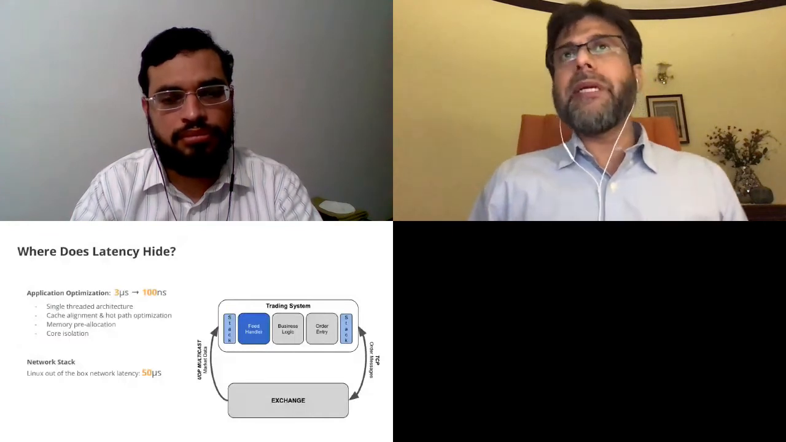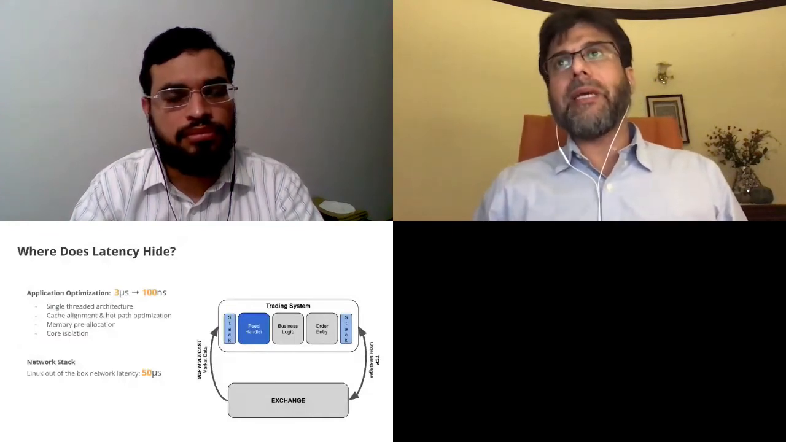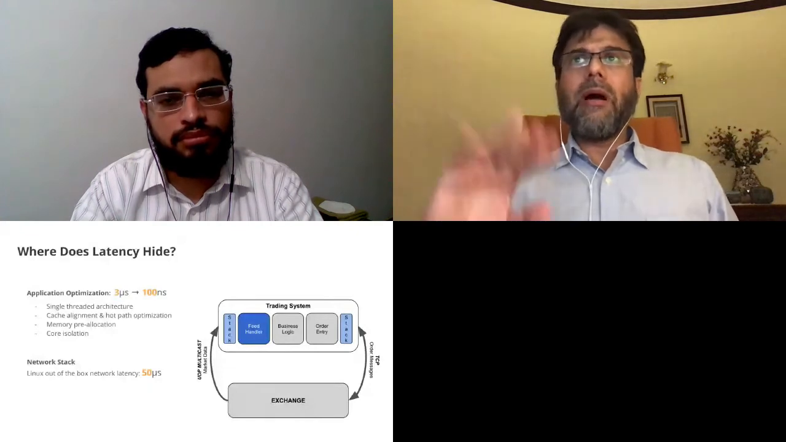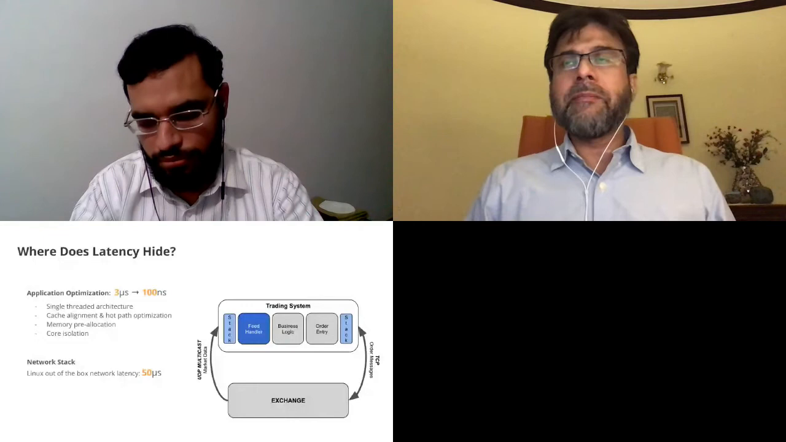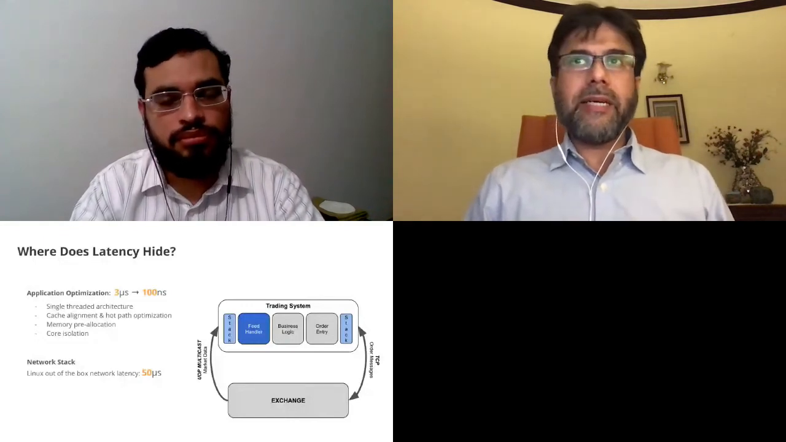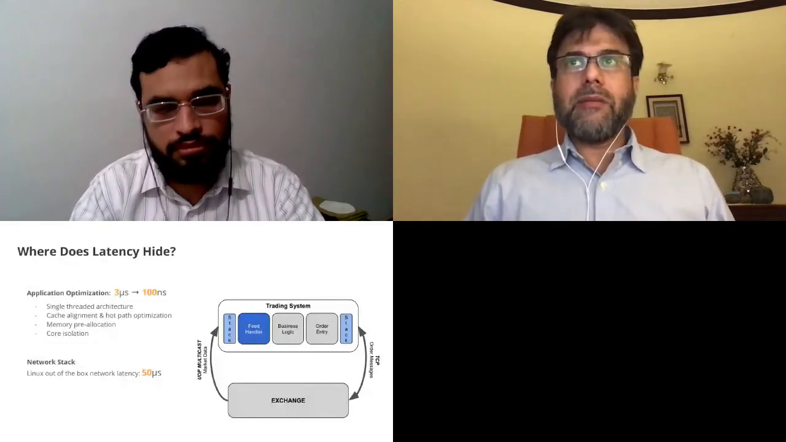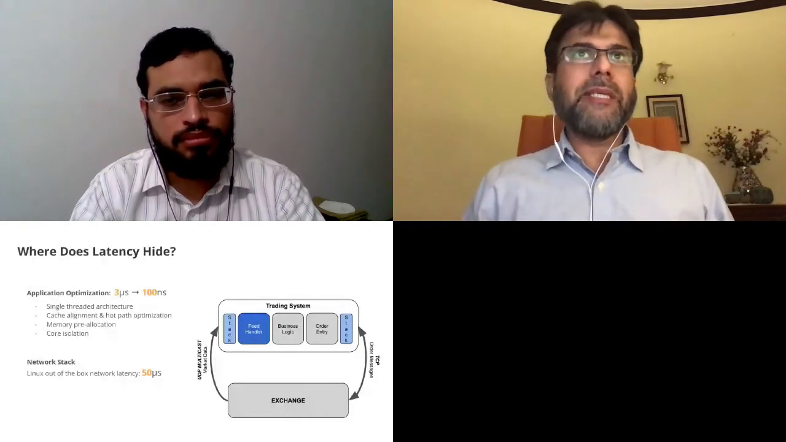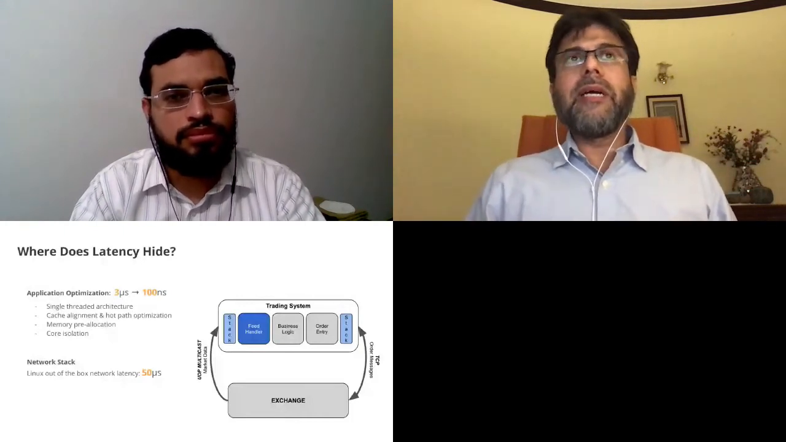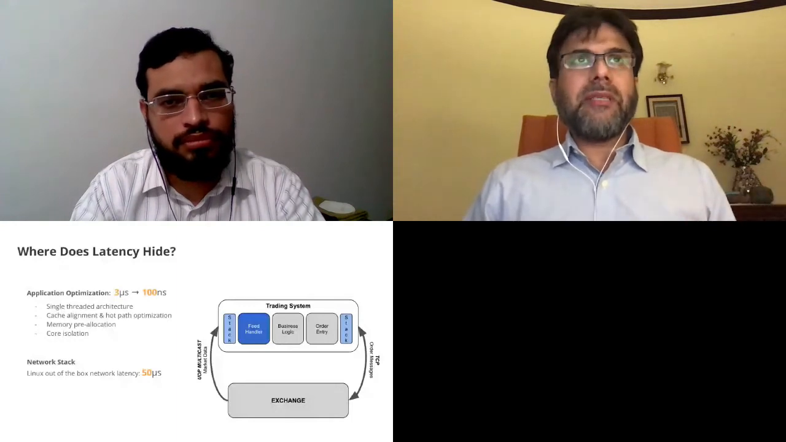As we drill down a little bit deeper, where does latency hide in such an application? The blocks highlighted in blue here are the ones that we worked on, the feed handler and the stack, trying to optimize those for latency. There are two major pieces here, and I'll talk about the application first.